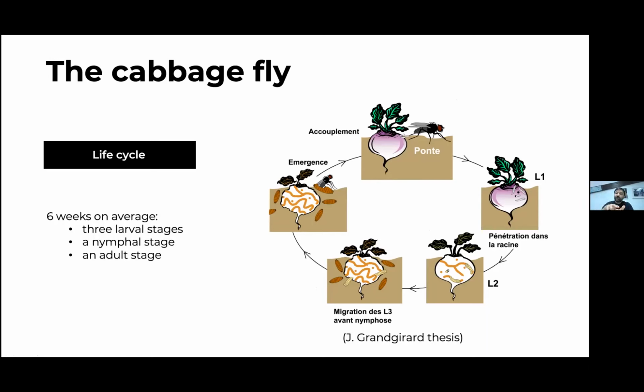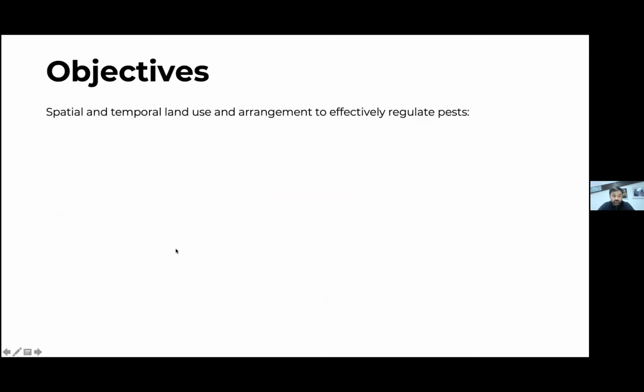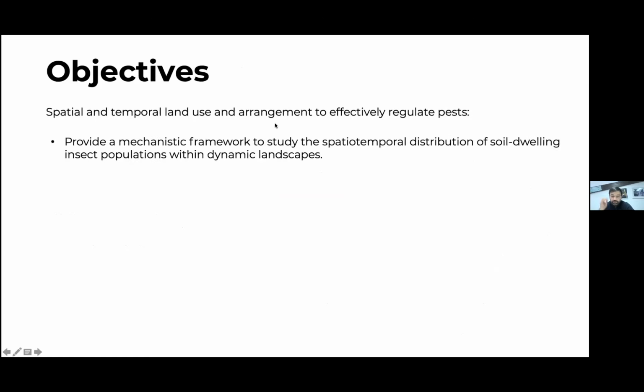So yeah, the adult will travel inside the landscape at the landscape scale, and the young ones stay in the field. Okay, so what is the objective? Our objective was to build a spatial temporal model to regulate pests. We also use this one because we have a lot of data. I will show you later.